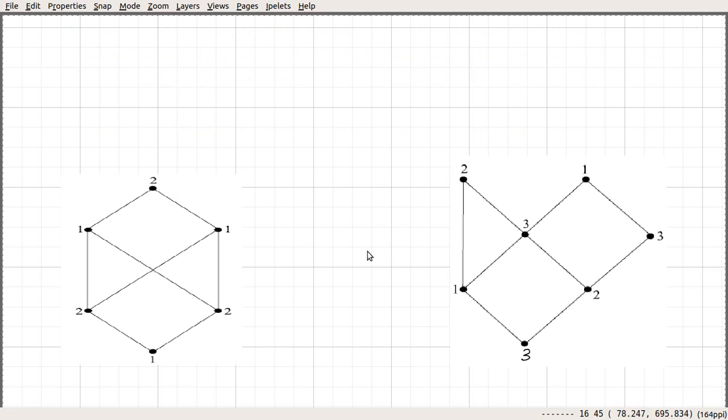So let's consider these two graphs. Let's call them G and H. Here we can see that G is two colorable. Moreover, we can see that the chromatic number, chi of G, is equal to 2, since it has at least one edge, and if you look at this assignment of colors, it is a proper one.